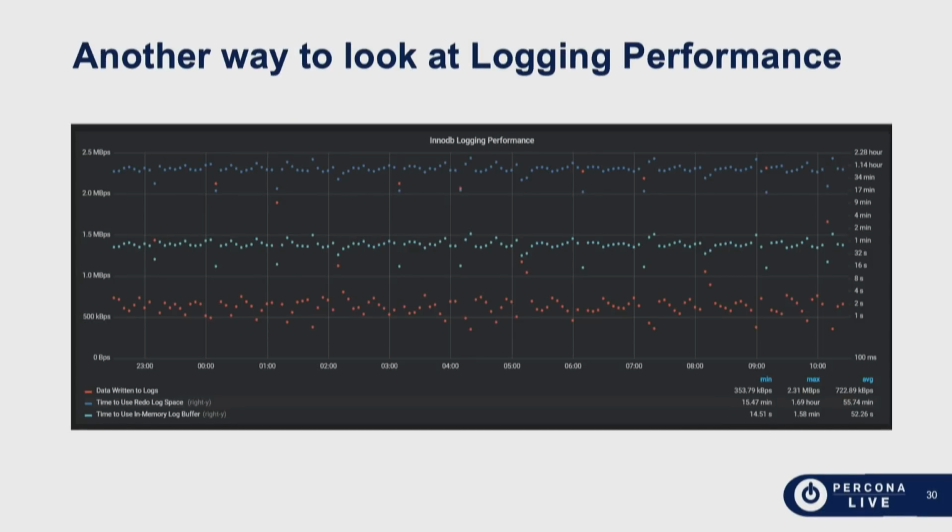Here is another way we can look at the logging performance. What this graph shows us is three different things. One is data written to the log files. And you can see in general I have an average of about 1 megabyte a second written to the log files. Now, how can we think about whether log space and log buffer are good enough? I like to think about that in terms of time. For how much time does it last?